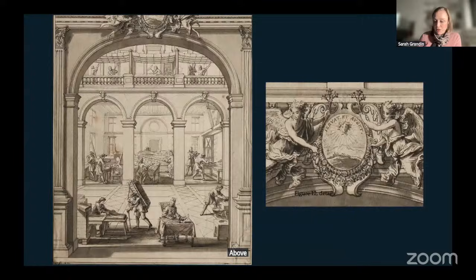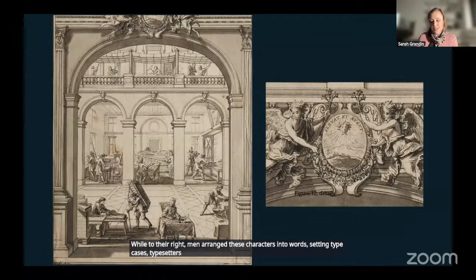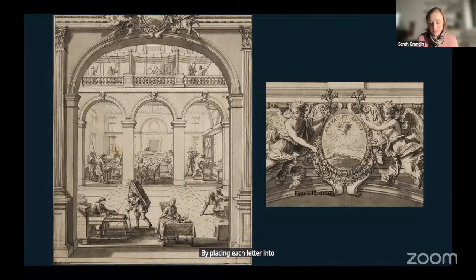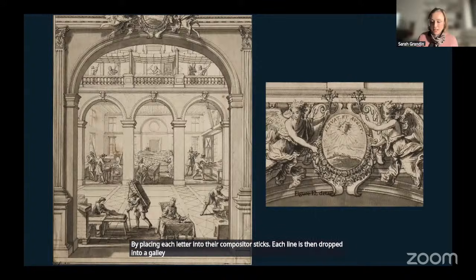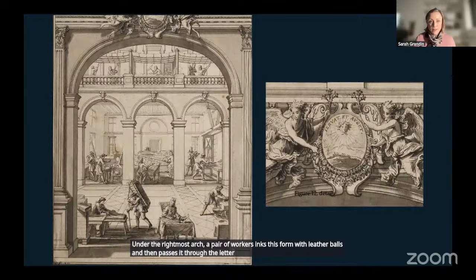Above him, two figures cast and polish pieces of type, while to their right, men arrange these characters into words. Setting at type cases, typesetters transpose handwritten texts held in a visorium device at eye level by placing each letter into their compositor's sticks. Each line is then dropped into a galley tray, the container for a page's worth of type. Under the rightmost arch, a pair of workers inks this form with leather balls and then passes it through the letterpress.